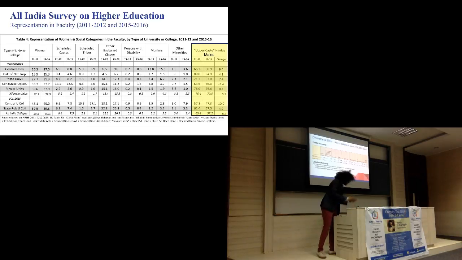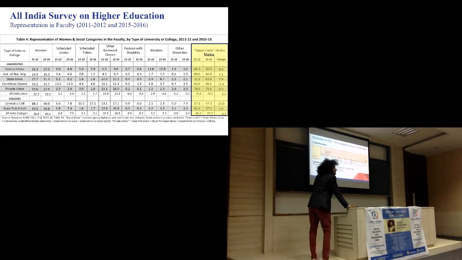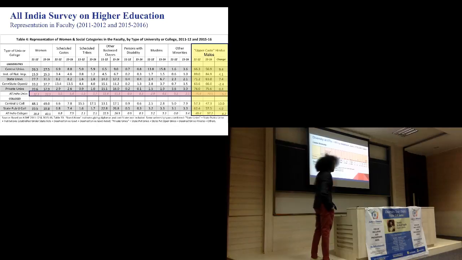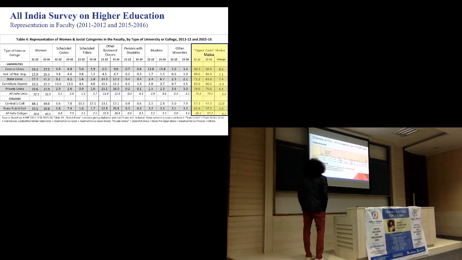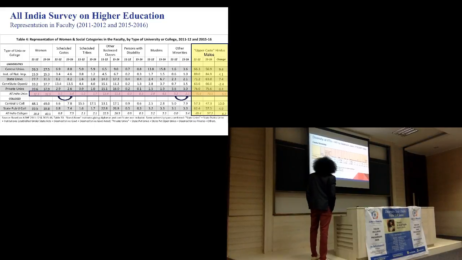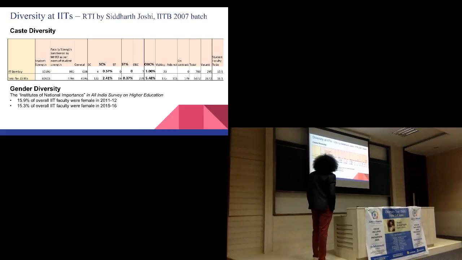And now, of course, there's data on diversity at IITs. The student strength of IIT Bombay is 10,186. It's data that again is comparable from 2011, 12 and 2015, 16. Scheduled castes were 4%, STs represented 0.57%, and OBC is a mere 1%.